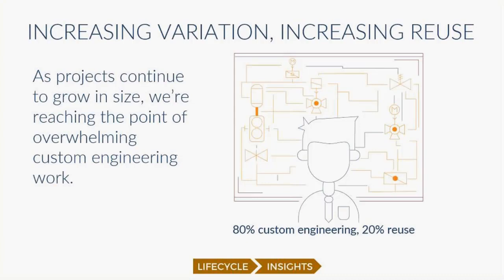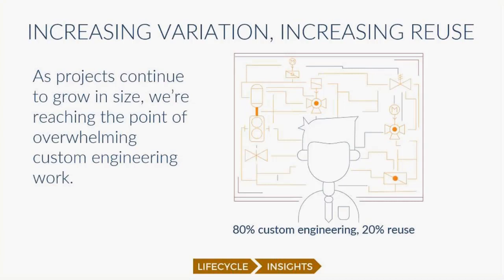Not only is it too much work for one engineer, but as you add more engineers to the same project, they have to coordinate and collaborate more closely. That adds process complexity. And by the way, the gold color here is the custom engineering work. The blue that you see in the P&ID diagram behind the engineer is the reuse.